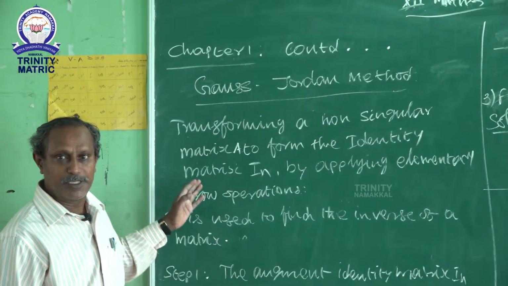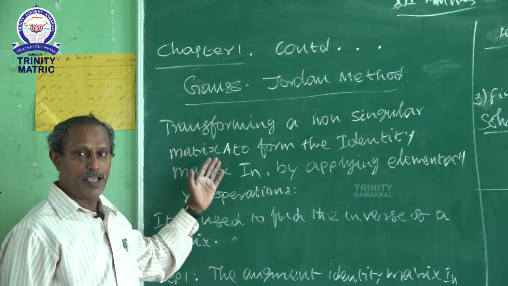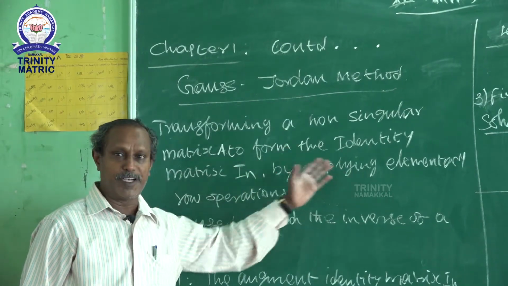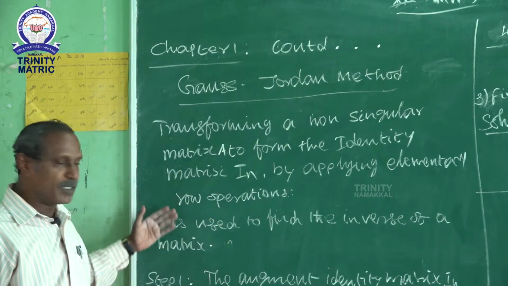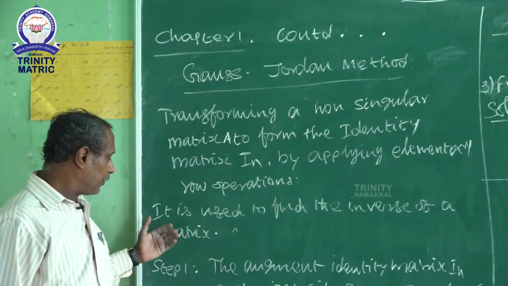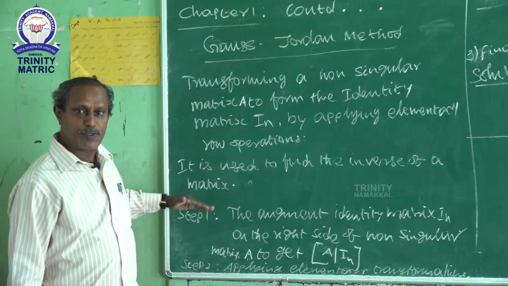The Gauss-Jordan method is nothing but transforming a non-singular matrix A to an identity matrix In by applying elementary row operations. This method is used to find the inverse of a non-singular matrix. For that we have to follow some steps.